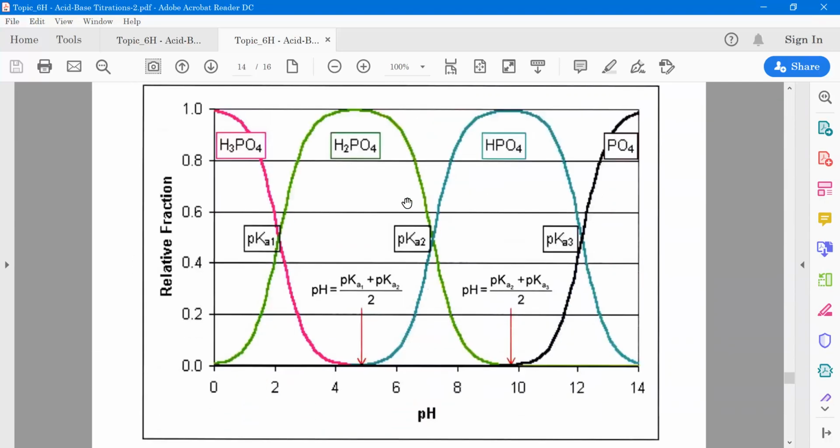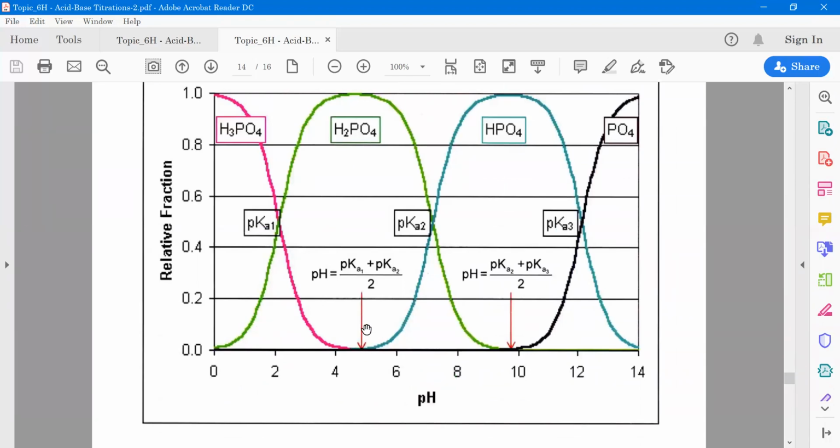Here's the situation for phosphoric acid. Now, for phosphoric acid, I'm going to show you 2 different figures to emphasize what's going on here. Phosphoric acid, of course, has 3 protons to lose, so it should have 3 equivalence points.